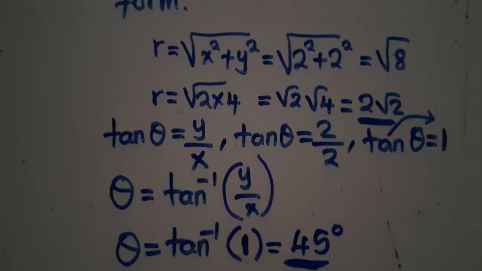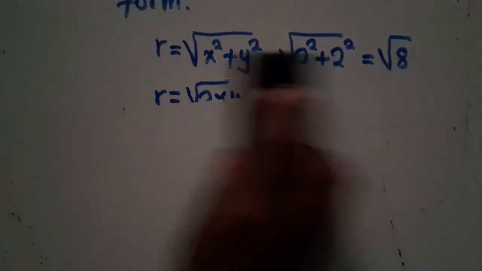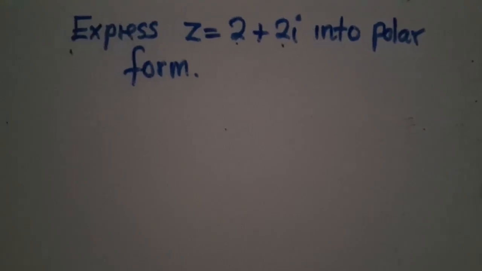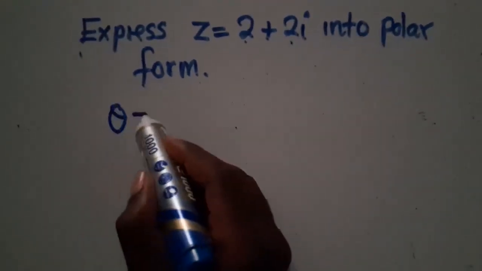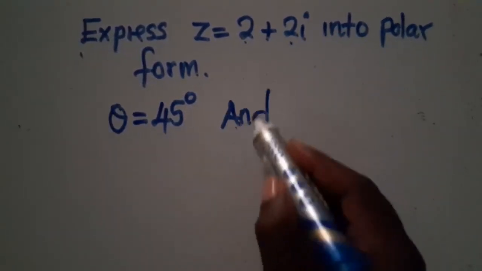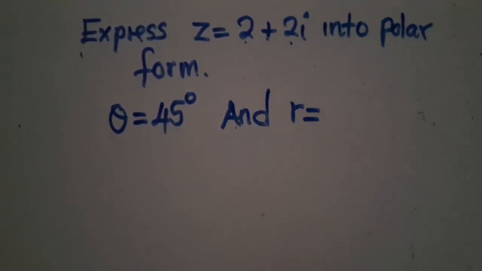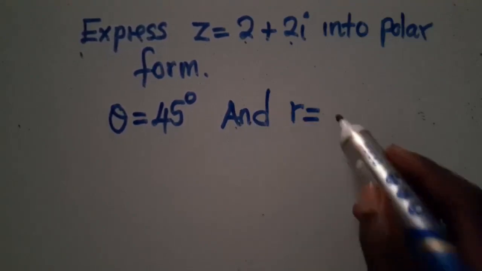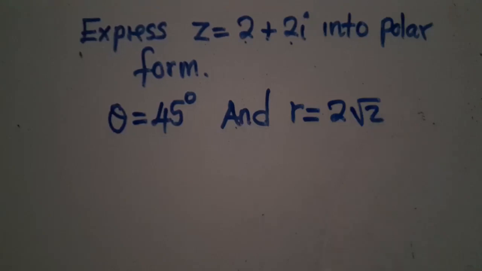So the angle there is what? 45 degrees. We found the radius and the angle, which is the argument. So what is the argument there? The argument is 45 degrees. And what is our radius? Our radius, we said it was 2 root 2. This is the first thing you need to find.